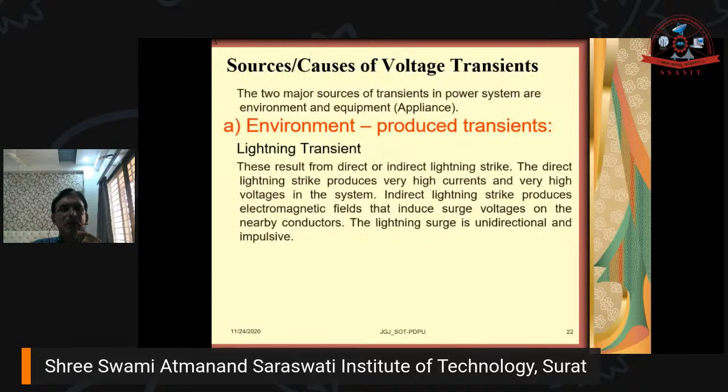Now, what are the causes or the sources of the voltage transient? If I tell you briefly, you already studied lightning. Lightning is a physical phenomenon. What is lightning? Lightning is a huge spark caused by electrical discharge taking place between the clouds, within the same cloud, or between the cloud and earth. So lightning is a physical phenomenon, and because of this lightning, a lightning surge may occur in the power system.